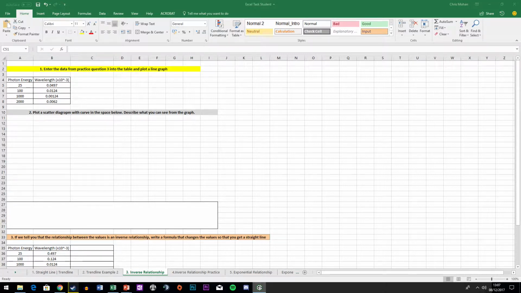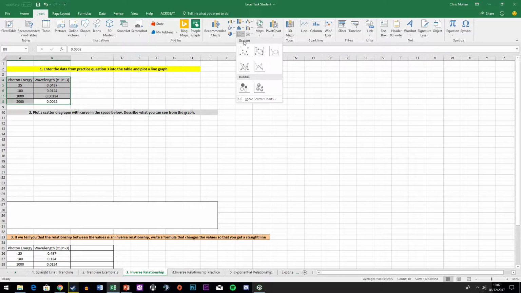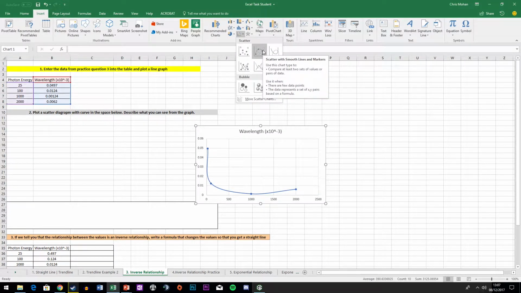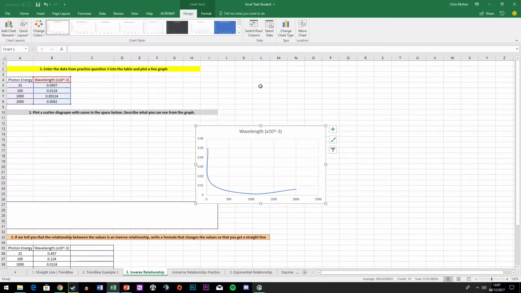We've got data from a practice question that compares photon energy and wavelength. And we're going to plot a scatter graph to represent this data in the space below and then describe what we can see in this graph. So like before, I'll highlight the data, go to Insert, and then pick my scatter graph. Now, in this case, I'm going to put a curve on it. So I'm going to put the smooth lines and markers in, because if I put just the values in, it doesn't help me as much. So I can use either of these two values here. I'll actually just use this one, and I'm going to put it in.